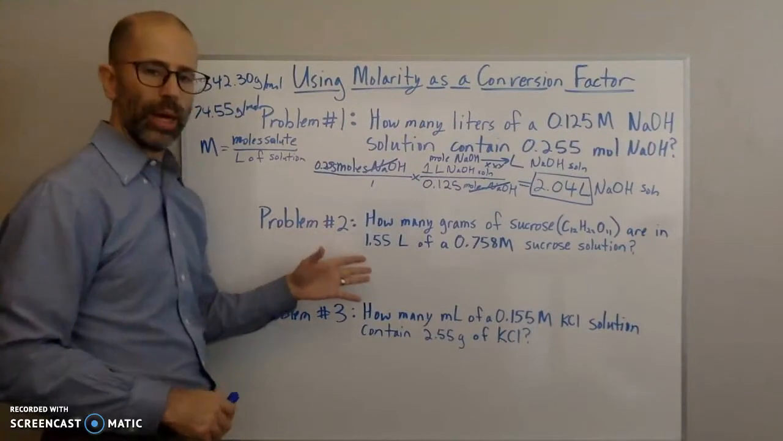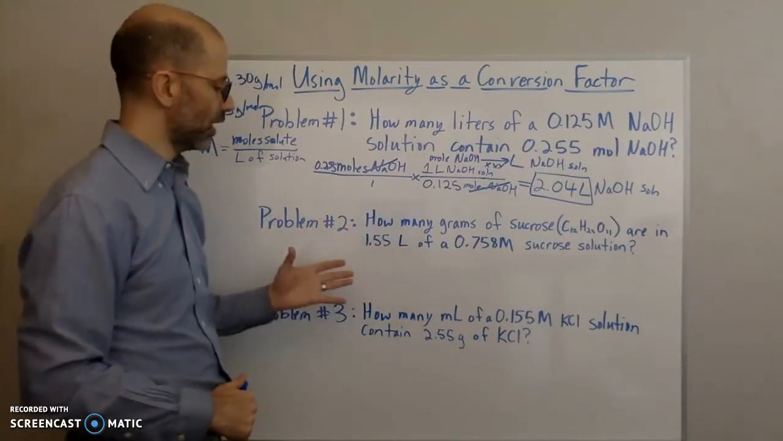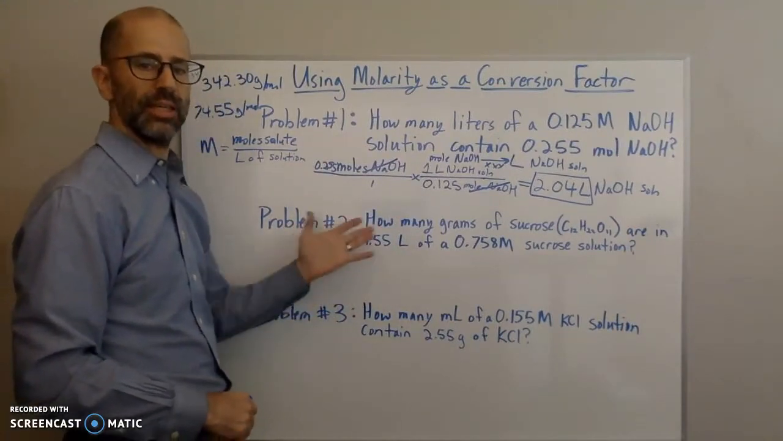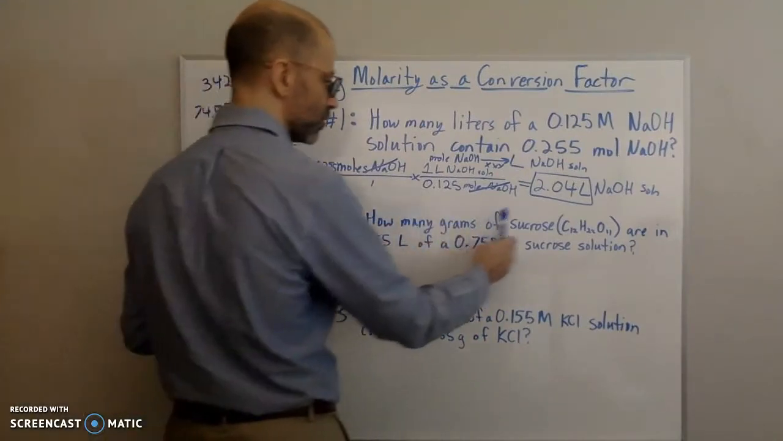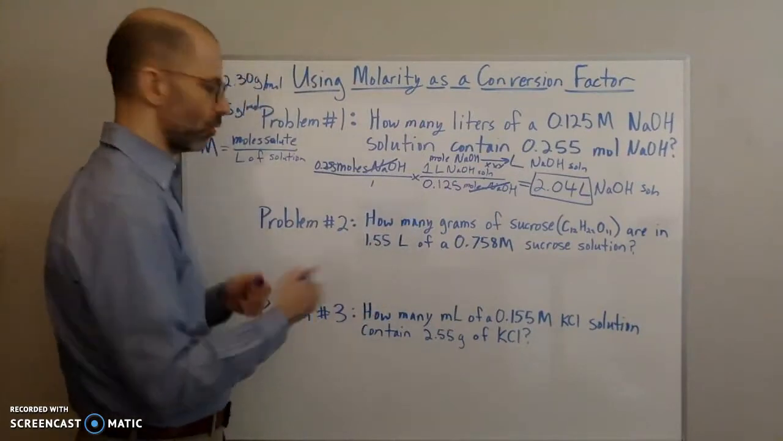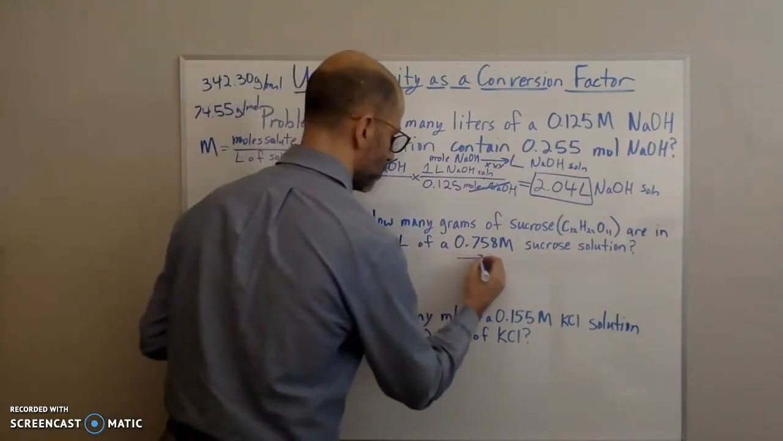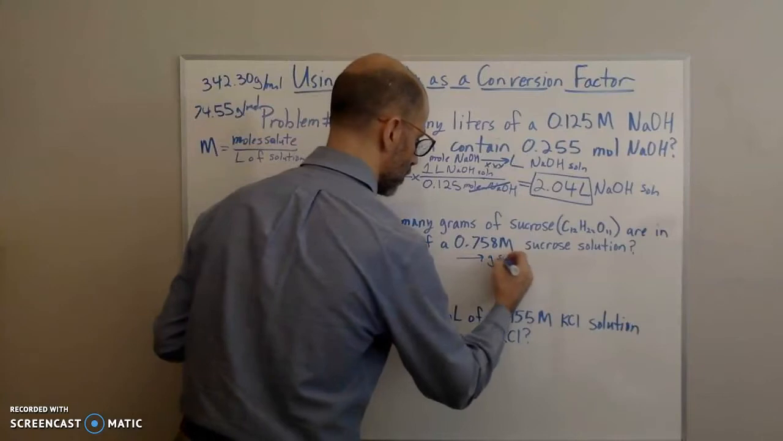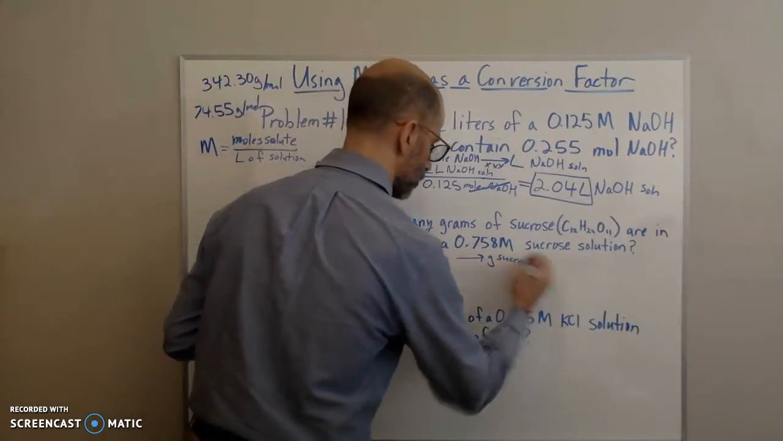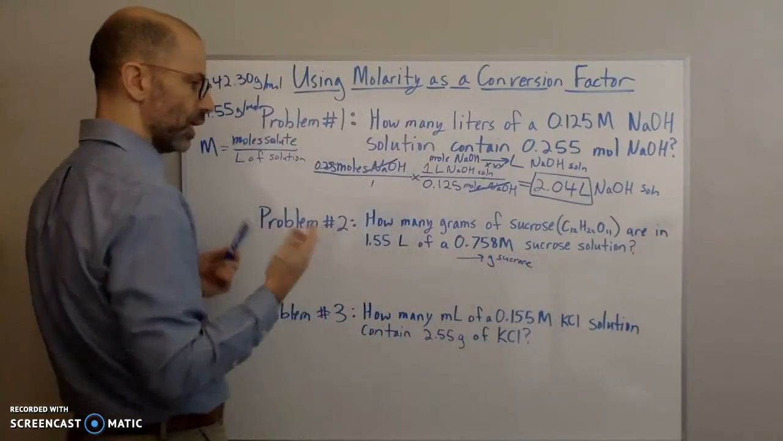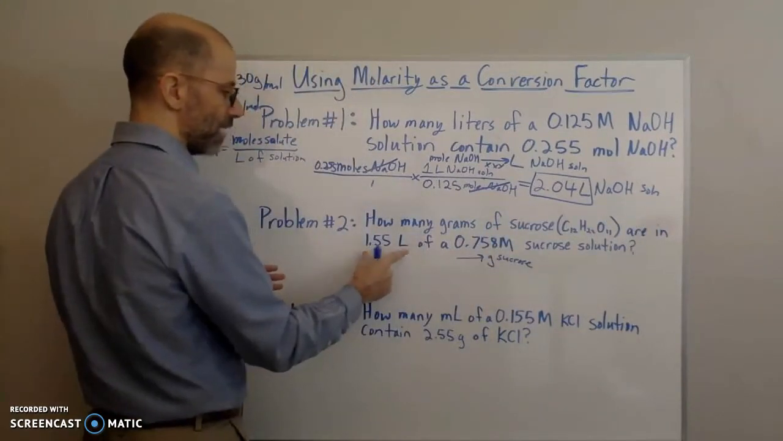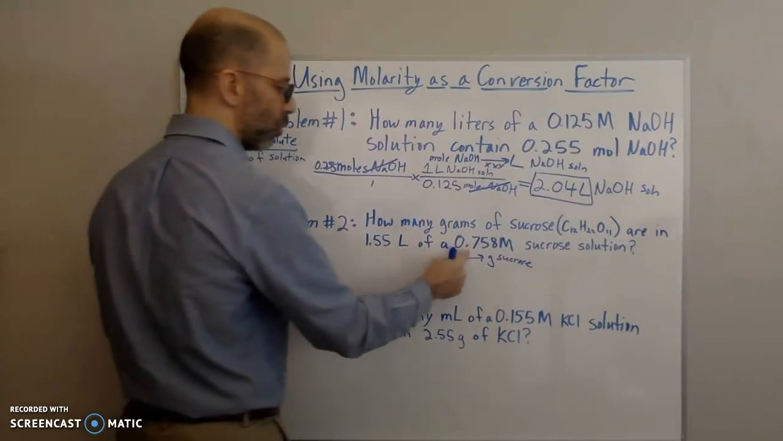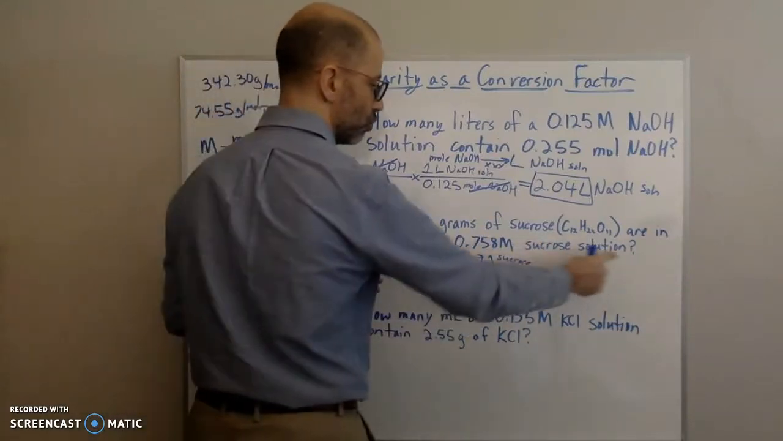So here again, the question is going to tell you where to begin and where to end. And the beginning of the question is the ending of where you want to go. So how many grams of sucrose? That's where we want to go. So we want to get to grams of sucrose. Where are we going to begin? It says how many grams of sucrose are in 1.5 liters of a 0.75 molar sucrose solution.